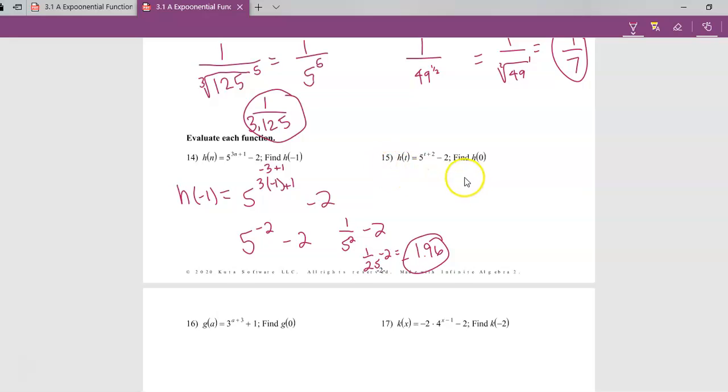Okay, number 15, we're going to plug in 0 for t. So 5 to the 0 plus 2 minus 2. So this would be 5 squared minus 2, because 0 plus 2 is 2. So 25 minus 2, which is equal to 23.